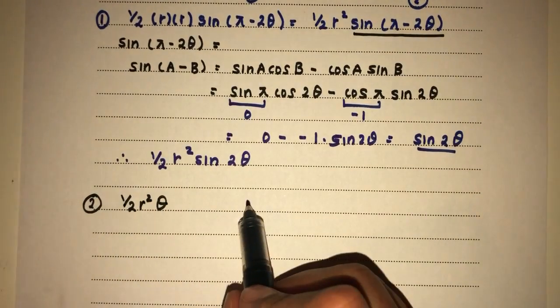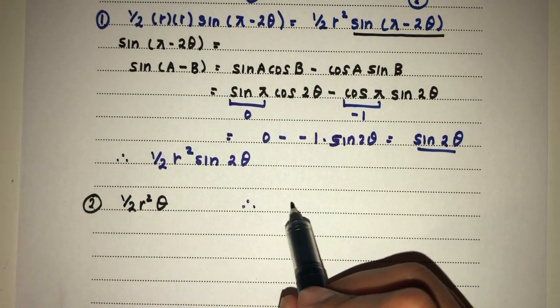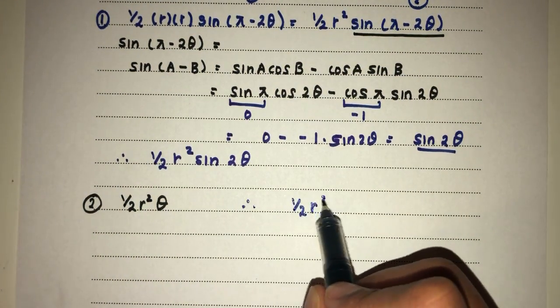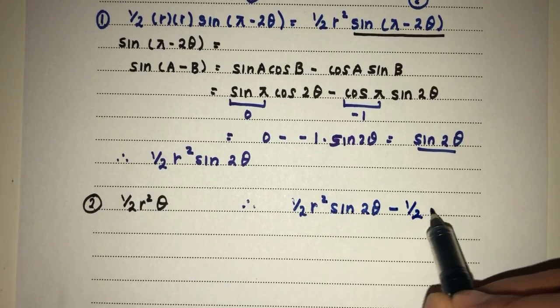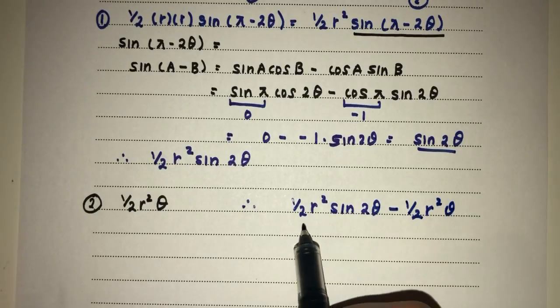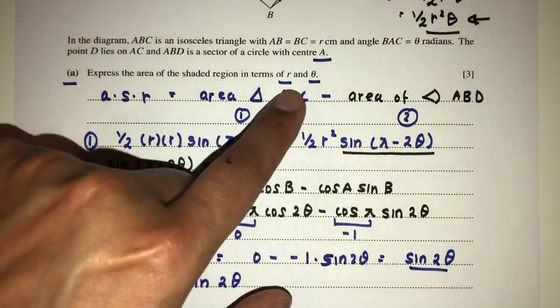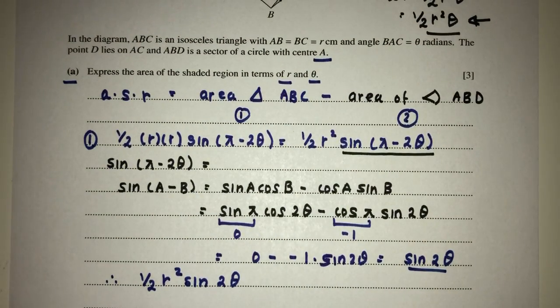So finally, conclusion is the area that we need is half R square sine 2 theta minus half R square theta. This is your answer in terms of R and theta. That will be part A.